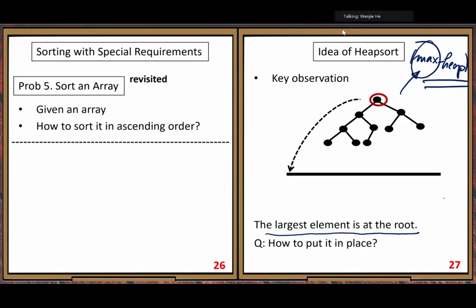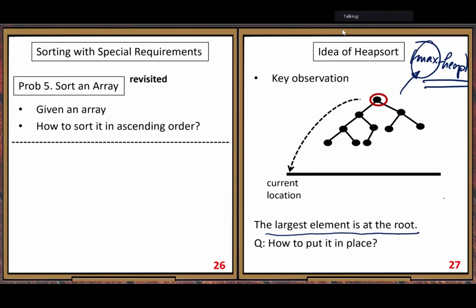The first step: we know the element at the root node contains the value of the maximum, based on the max heap property. So we can put it in place immediately. To put it in place, we know the right position for the maximum element is at the end of the array. So we do one swap.